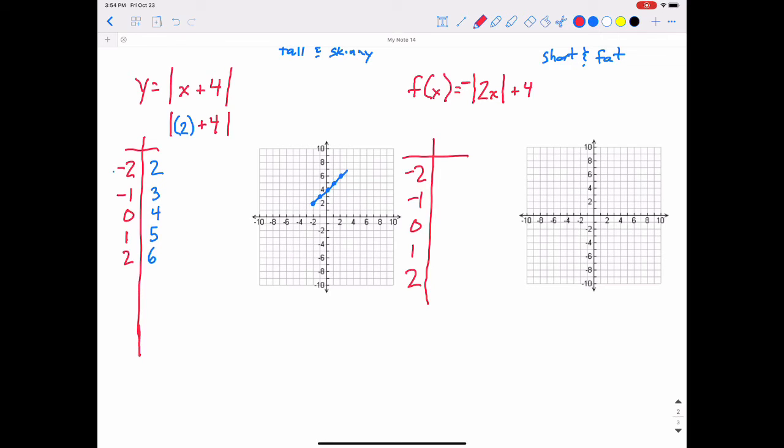If we plug in negative 3, will that help out? So I plug in negative 3. Negative 3 plus 4 is positive 1. The absolute value of 1 is 1. So negative 3, 1 is right here. So that doesn't show us where the bounce point is yet. So we better try negative 4.